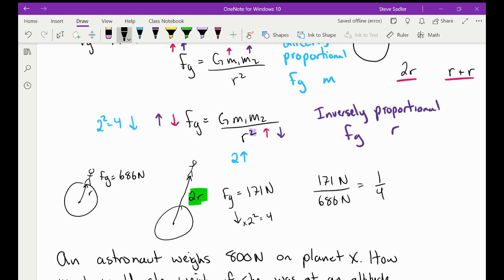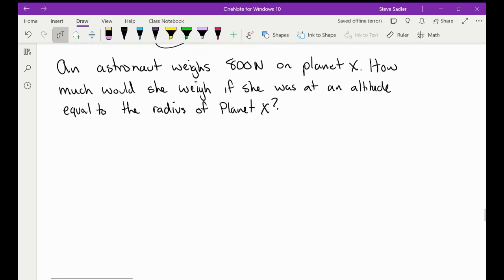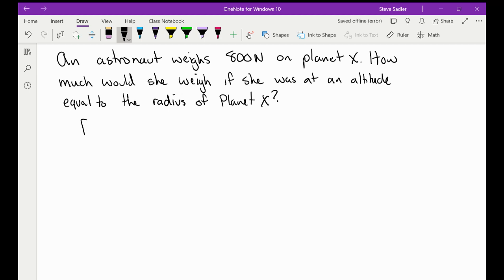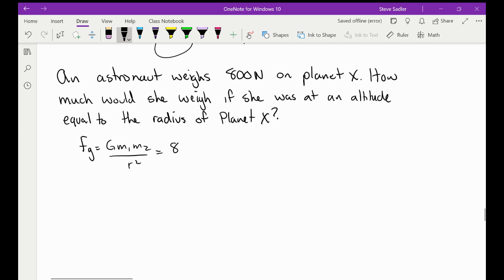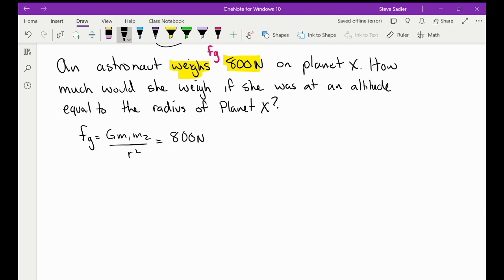Hopefully that makes sense. We're going to use this quite a bit, so you'll get used to it. For example, an astronaut weighs 800 newtons on planet X. How much would she weigh if she was at an altitude equal to the radius of planet X? So on planet X, she weighs, well, let's do this, G m1 m2 over r squared. So her weight, which is force of gravity, be careful, weight is force of gravity, not mass. Her force of gravity is 800 newtons.